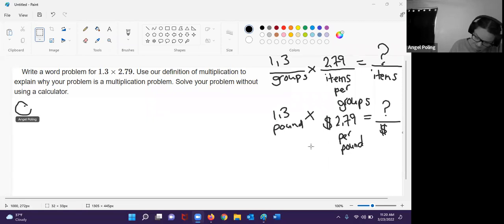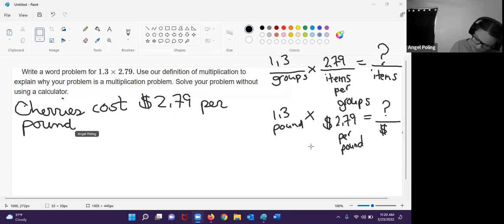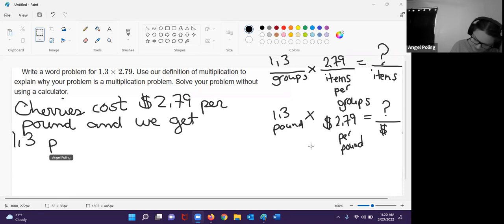So let's see. Cherries cost $2.79 per pound. And we get 1.3 pounds of cherries.